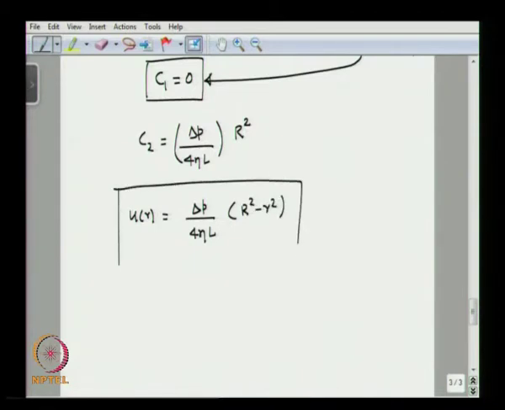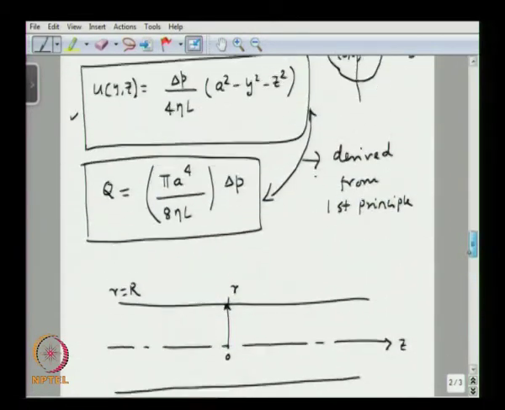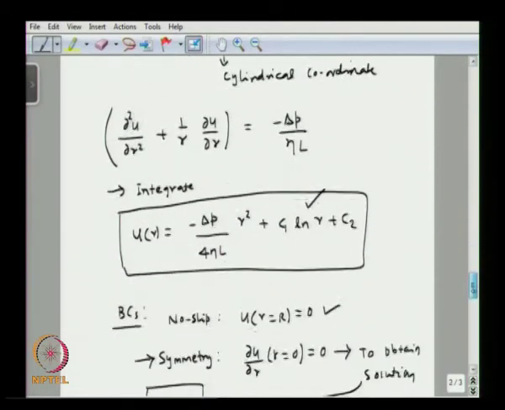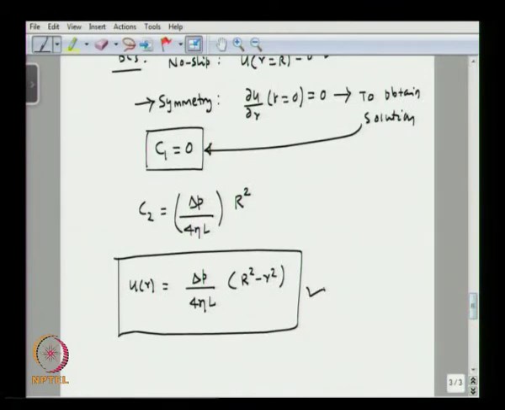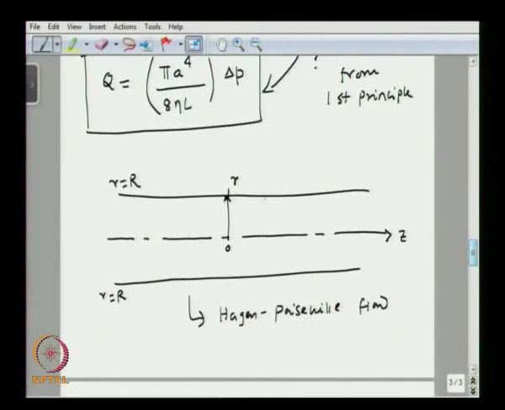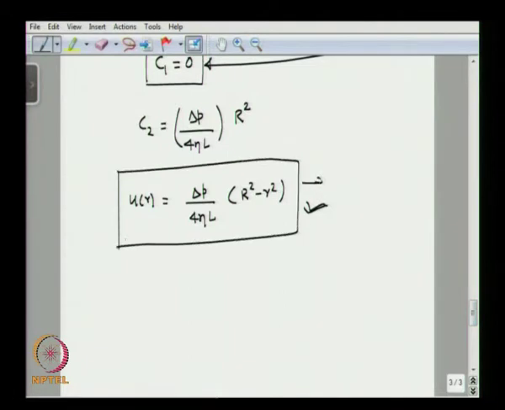While it was not very obvious to know the nature of the velocity profile from the Cartesian coordinates, from the cylindrical coordinates you can see that this is parabolic. The velocity profile is parabolic with the maximum velocity occurring at the center. So this is a parabolic velocity profile.